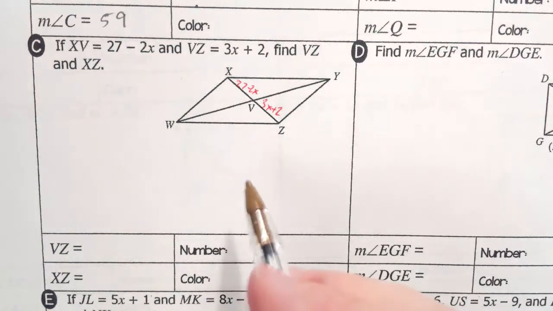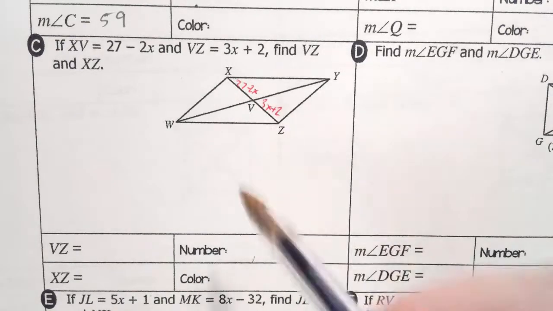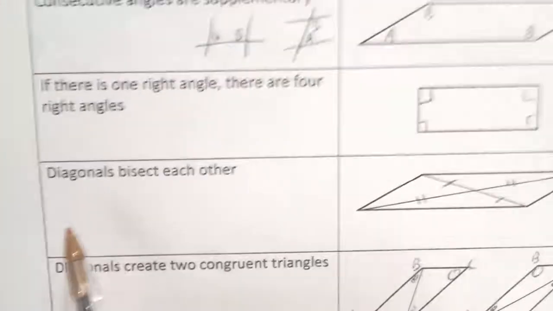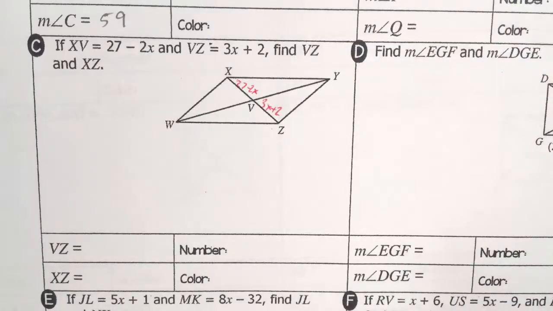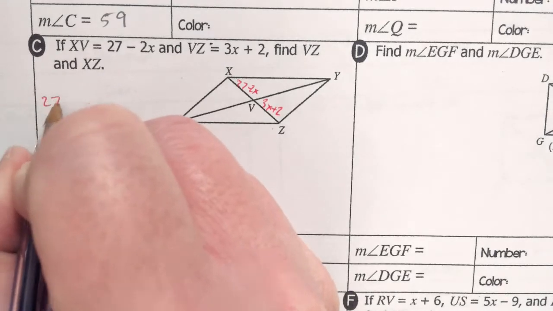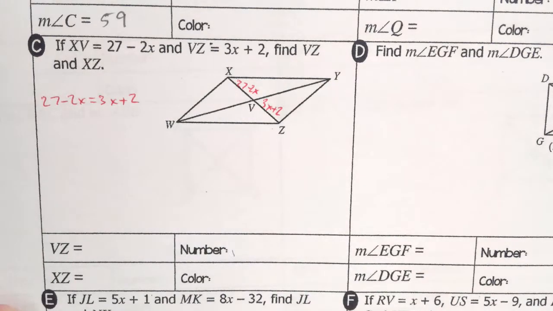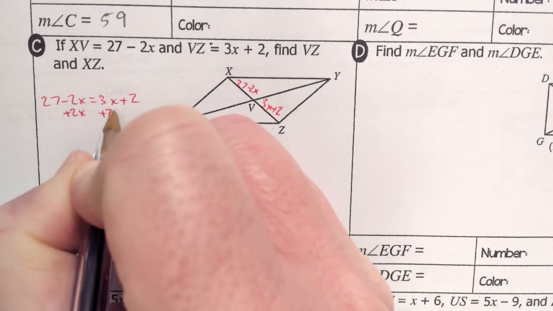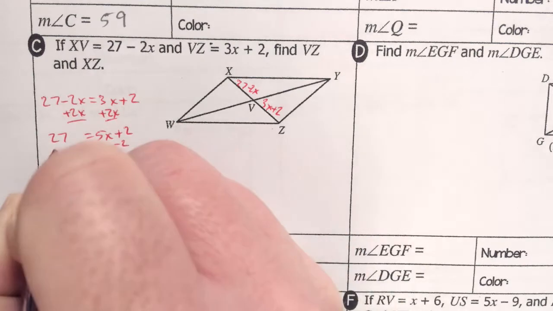If we look at the rules for parallelograms, we're on these diagonals, and what do you think is happening right here? Doesn't it look kind of equal? If you look at the rules, diagonals bisect each other, so this and this are equal to each other because they have those single notches. So set them equal. 27 minus 2x is equal to 3x plus 2. Then you would just solve. I'm going to add 2x to both sides. I get 27 is equal to 5x plus 2. Subtract 2 from both sides.